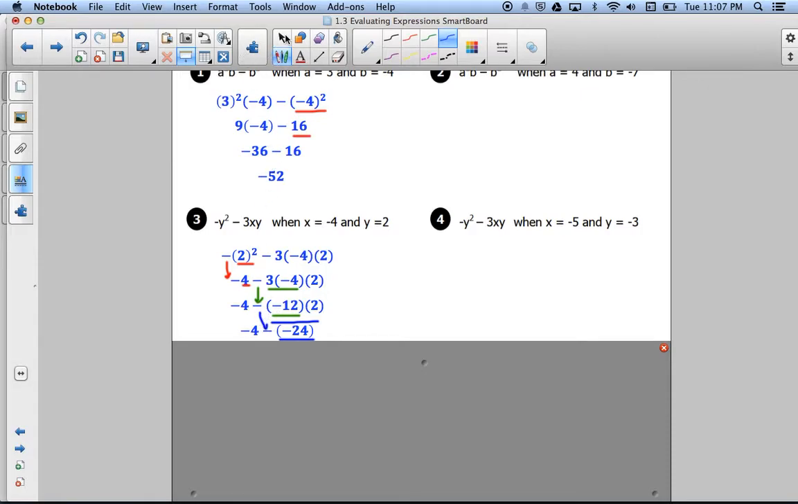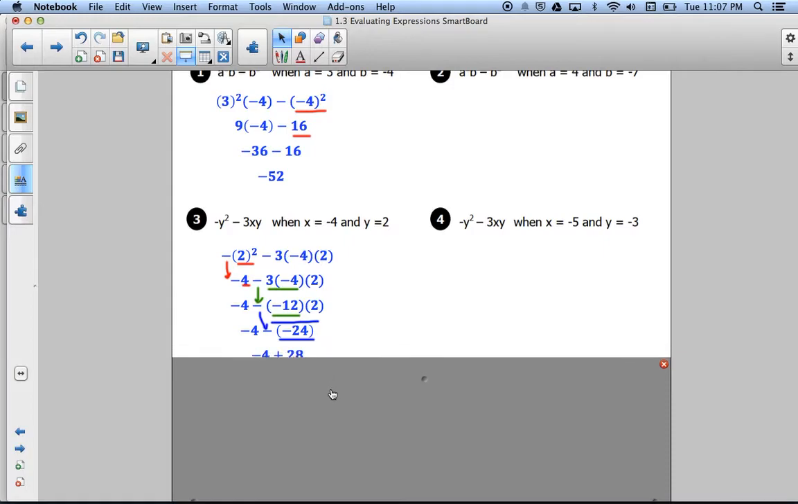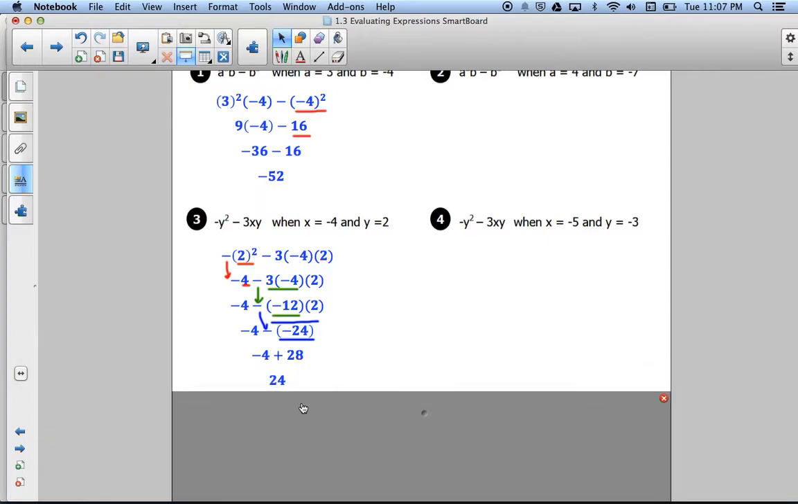Okay, and next, we'll see that we use our keep, change, change to make this positive. So this is a negative 4 plus 28. Our final answer here is 24.